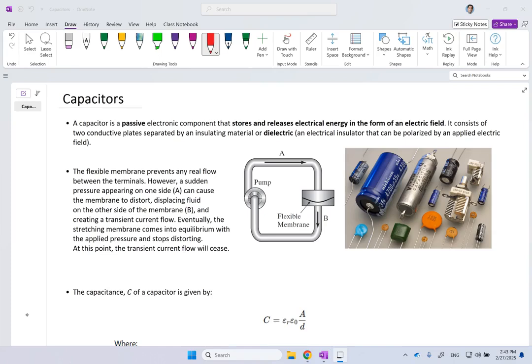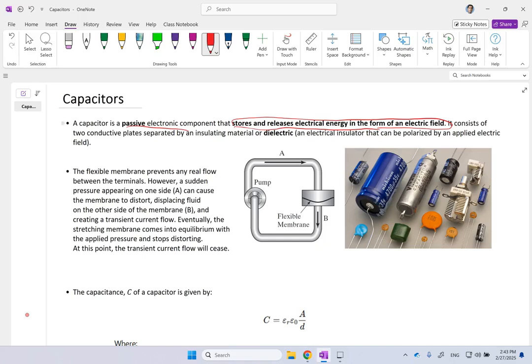So a capacitor is another passive element that, of course, does not need to be charged or anything. Actually, it itself is a storage of electric energy. So it stores energy in the form of an electric field inside of it.